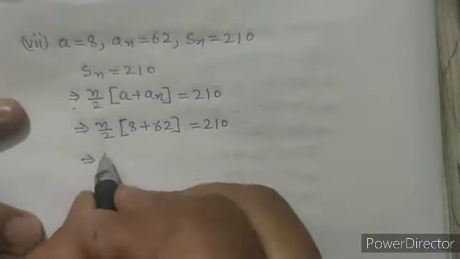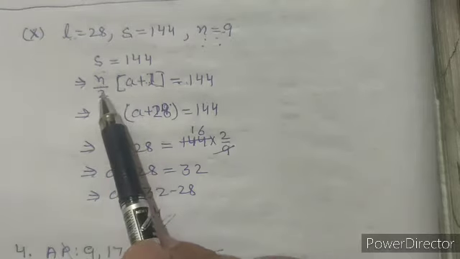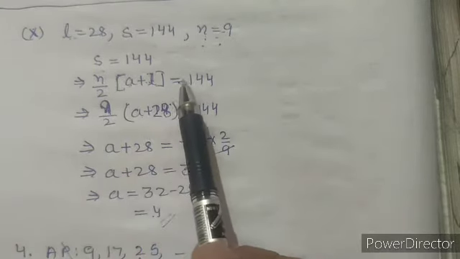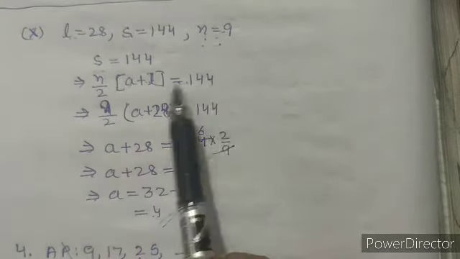Now in 10th part of question number 3, L, S, and N are given to us. Now we have to find the value of A from here. Now as S is equal to 144, the formula for S in terms of L will be n by 2 (A plus L), and that is equal to 144. On putting the value of n and L, n as 9 and L as 28, we can get the value of A, and here we are getting the value of A as 4.